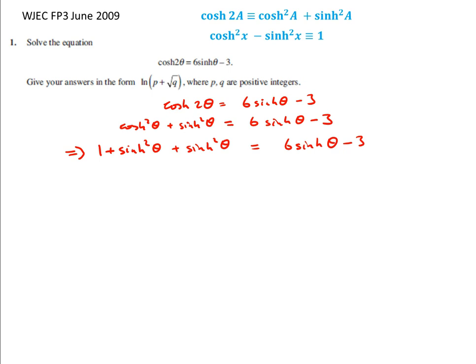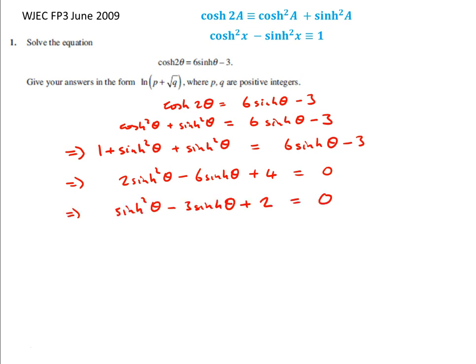Tidy that up, we can create a quadratic equation in sine theta. So we've got 2 sine squared theta plus 6 sine theta minus 4 equals 0. Divide by 2, sine squared theta plus 3 sine theta minus 2 equals 0. So that's sine theta take away 1 times sine theta take away 2 equals 0. So we've got sine theta must equal 1 or 2.